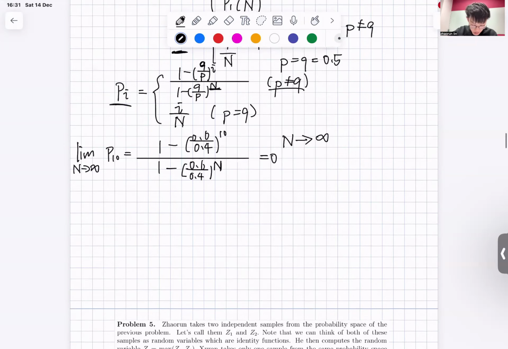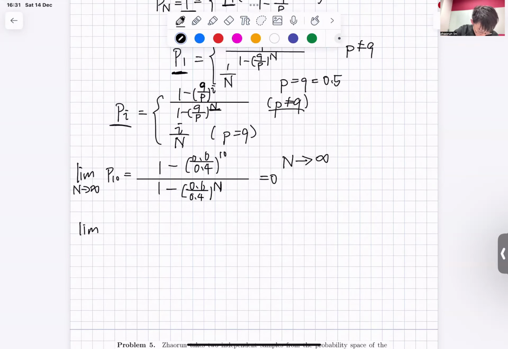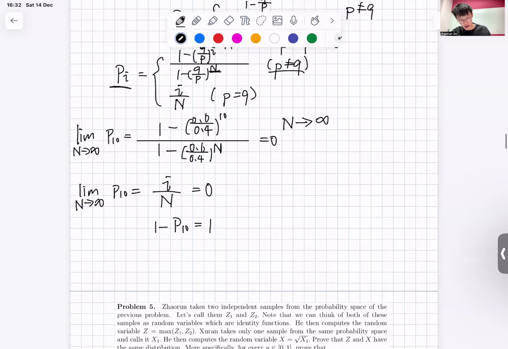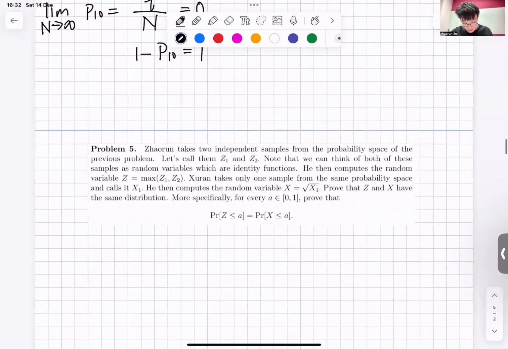And similarly for question 4, when n tends to infinity, P10 is also 0. This is the probability that the gambler still has some money if he keeps on gambling. And the probability is 0, so the probability he breaks is 1 minus this, which is 1. So in both questions, the gambler will get ruined. It means that he will be broke if he keeps on gambling.